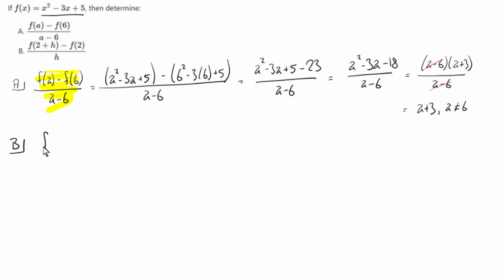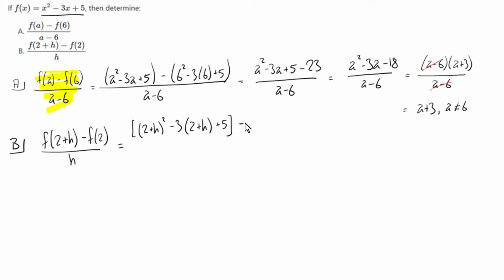In b, we have f of 2 plus h minus f of 2 divided by h. We substitute in the expression for f of x. So it's going to be 2 plus h squared minus 3 times 2 plus h plus 5, minus f of 2, which is 2 squared minus 3 times 2 plus 5.